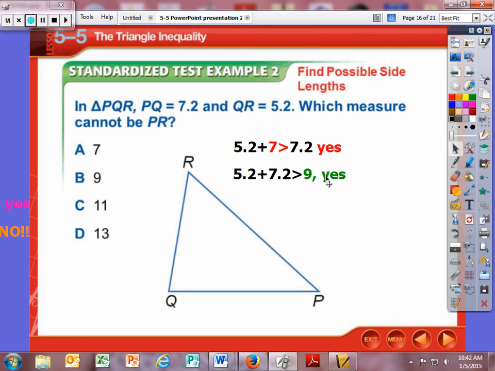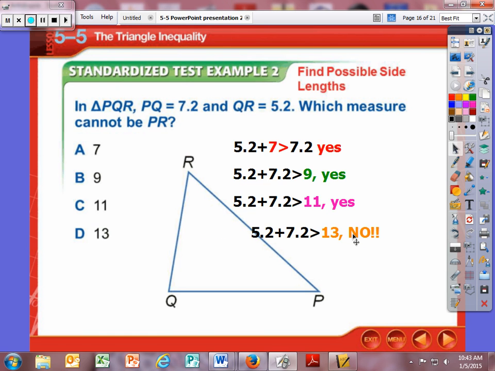What about 9? Well, notice 9 is the biggest out of all three, so that's why it's over here. So if I add the two shorter ones, do I get something bigger than 9? Yes, so this is a triangle also. If I use the 11, again, 11 would be the largest out of the three, so if I add the two shorter ones together, I'm still getting a number that's bigger than 11, so still have a triangle.